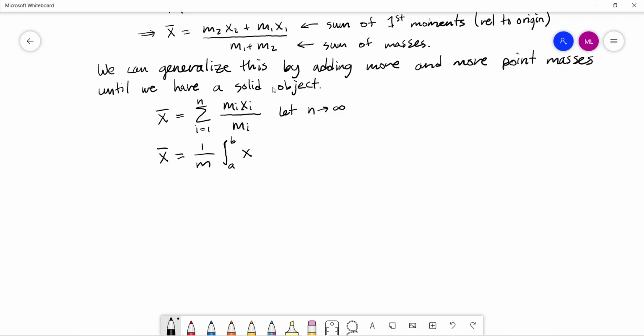And the mass is going to be, let's just write it in words for now. So this is our x sub i.